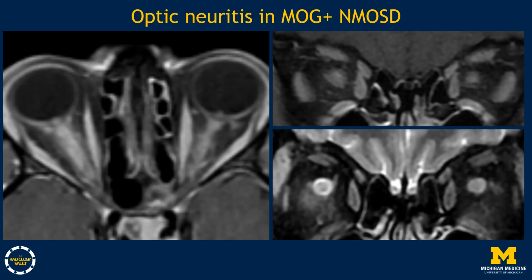The optic neuritis in NMO, as I mentioned before, tends to be more aggressive, like in this case of bilateral extensive enhancement of both optic nerves and T2 hyperintensity.